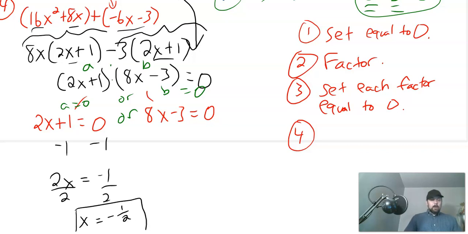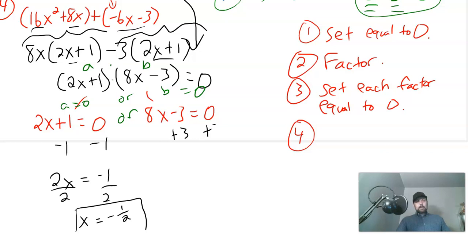Right, so, tying it all back together, when x is negative 1/2, that makes 2x plus 1 equal to 0. And when this is equal to 0, 0 times any other number is going to be 0. And so this will make the equation true. Let's find out when b is equal to 0.